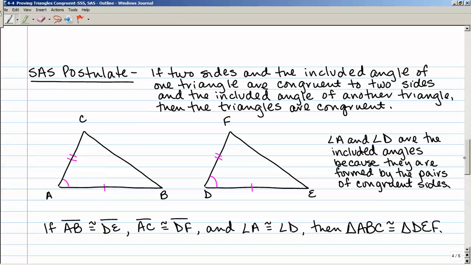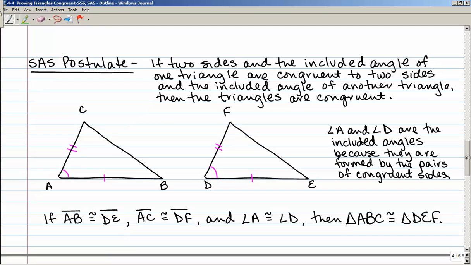We also have the SAS postulate. And notice that the A, which you probably figure stands for angle, is between the two sides. That A is between the two sides. So if two sides and the included angle of one triangle are congruent to two sides and the included angle of another triangle, then the triangles are congruent. And let's take a look at this picture.